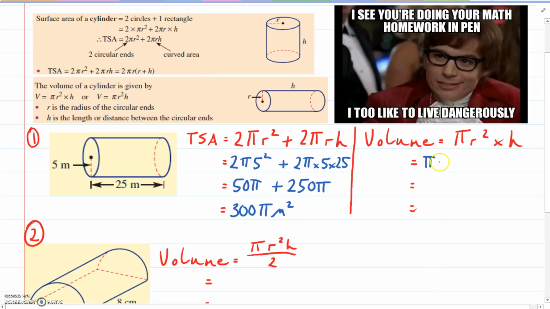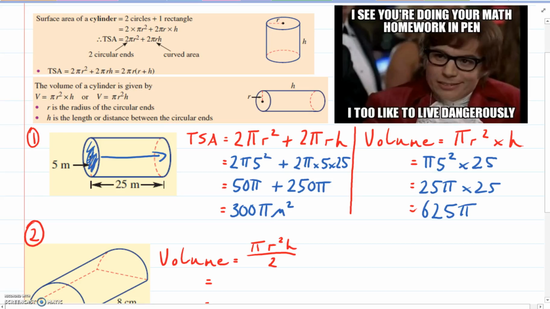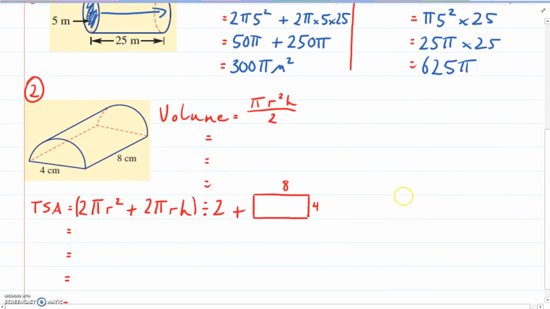Finding the volume, same kind of thing: π × 5² × 25. Really what we're doing here is finding the area of the top or the bottom, this part here, and then multiplying it by its length. So that is 25π times 25, which I think is 625π. Let's just quickly check. Good. Again, check it if you want for decimals.